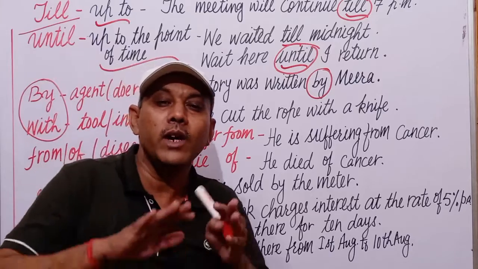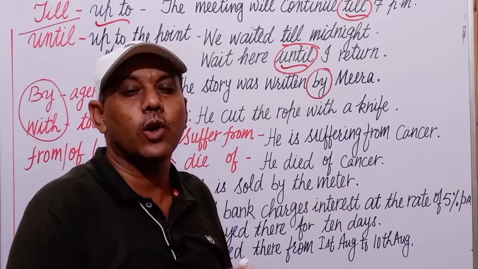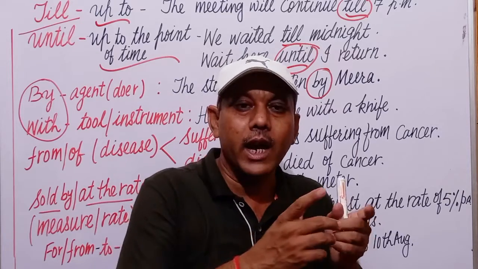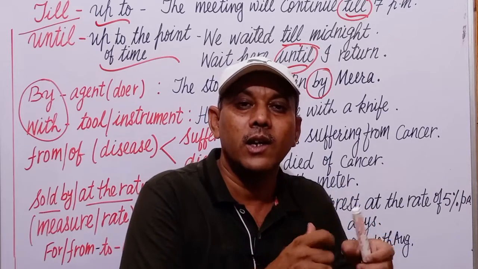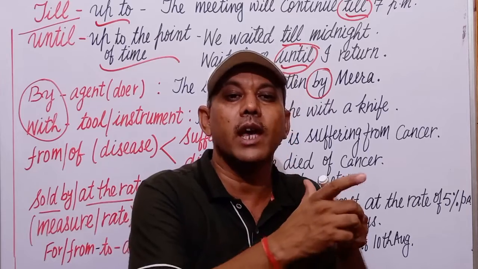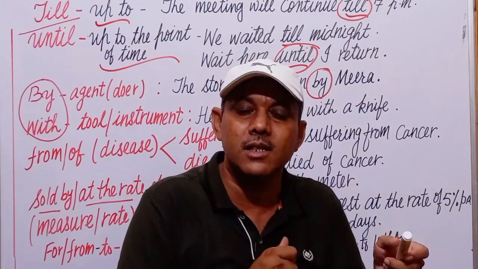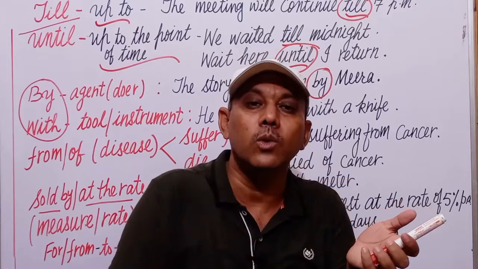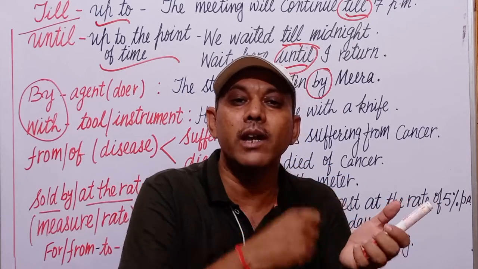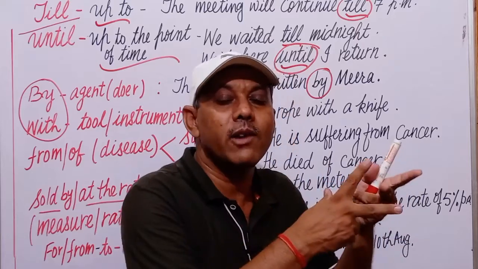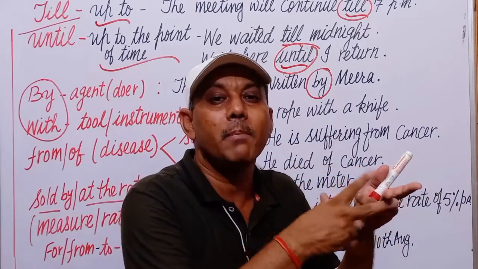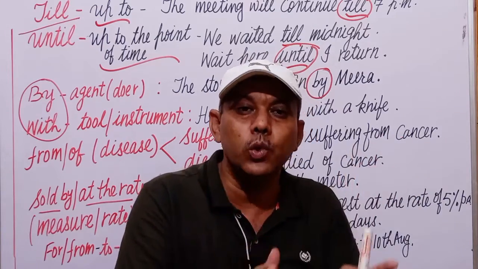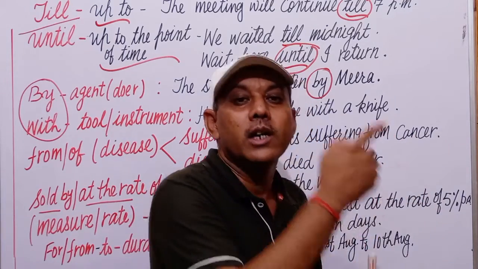Next is tool or instrument. We never use by in case of tools or instruments. For example, if I want to cut something, what do we use? We use a knife, we use a scissors. In this way, how do we unscrew a screw? We use a screwdriver. How do we cut a wire? We use a pliers.